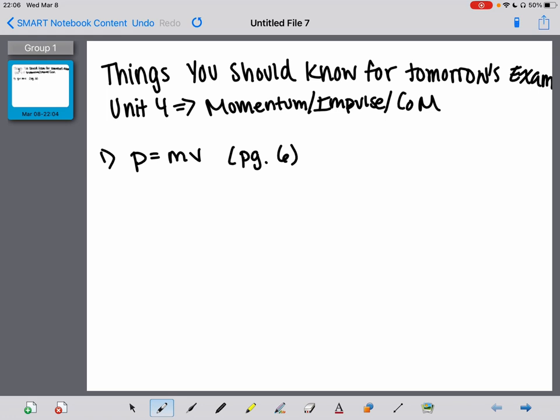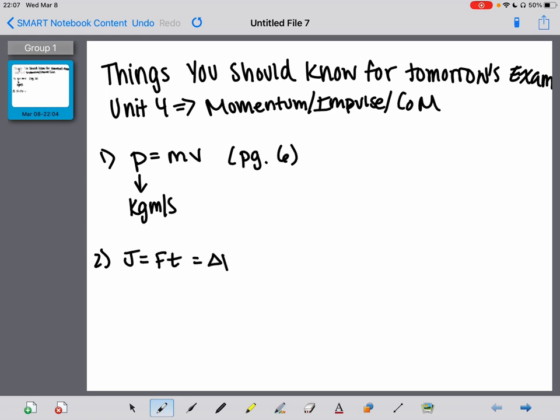It's pretty simple. They give you a mass, they give you velocity, whatever. Keep in mind, the units for momentum are kilogram meters per second. It's really not much about that. It's pretty straightforward.